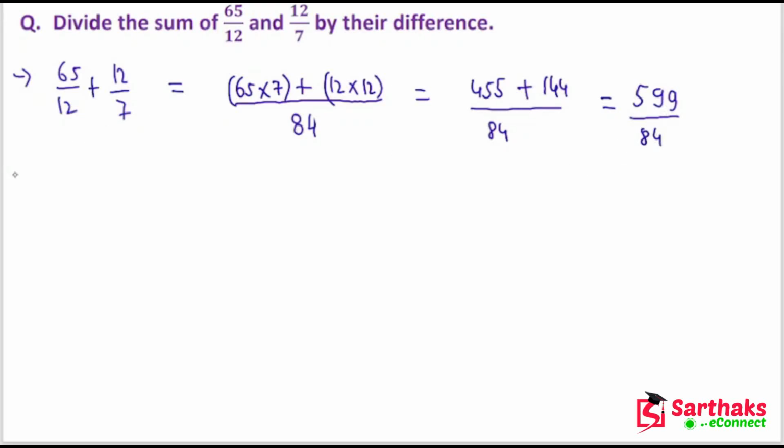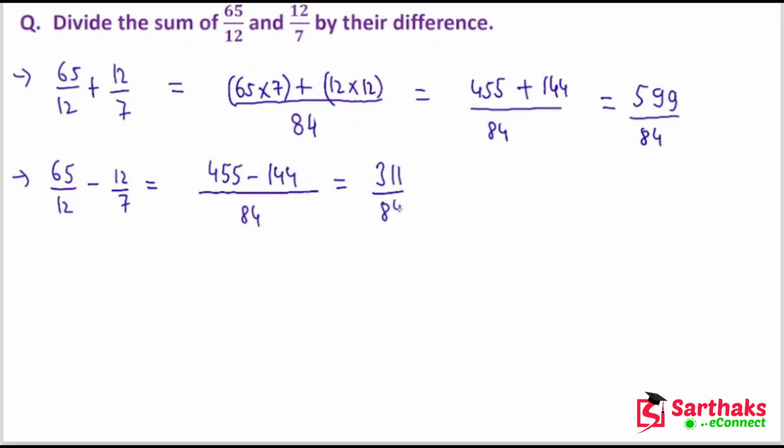Now let us find out their difference, because the question says you have to divide the sum by the difference. Again the LCM would be 84. Again the same figures would be there, so you will have 455 minus 144, which ideally should be equal to 311 whole upon 84.